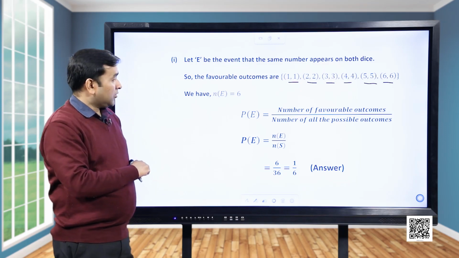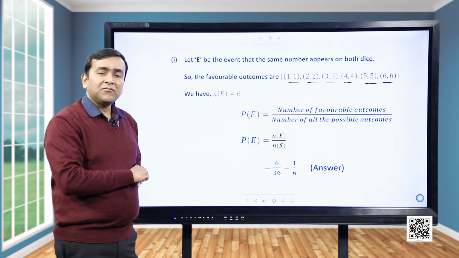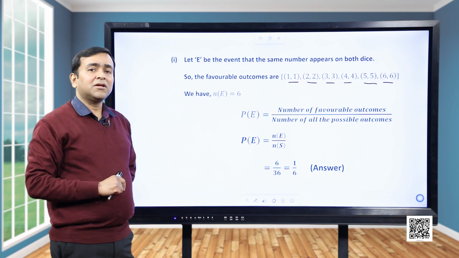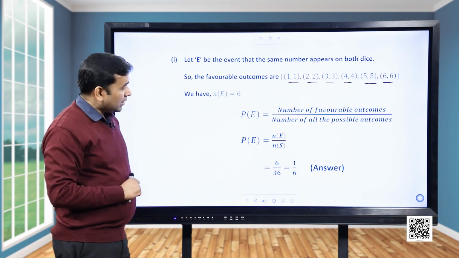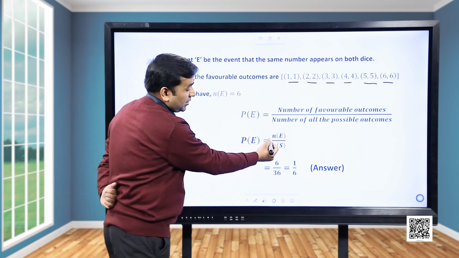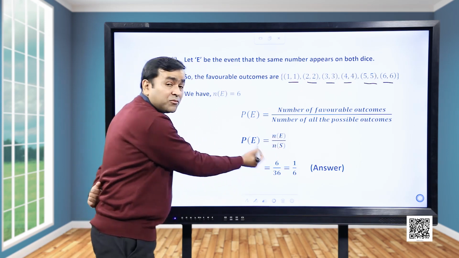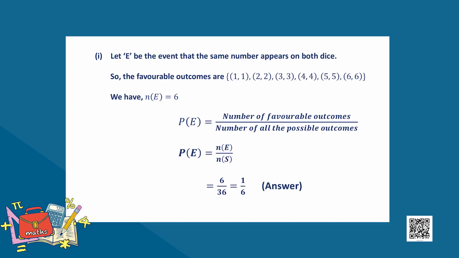So we apply the same formula, that is the number of favorable outcomes upon the number of all the possible outcomes, which is P(E) equal to N(E) upon N(S). The favorable outcomes are 6 and the total possible outcomes are 36. So the probability is 6 by 36, which is equivalent to 1 by 6, and this is our answer. Isn't that easy? Let's solve the second part.